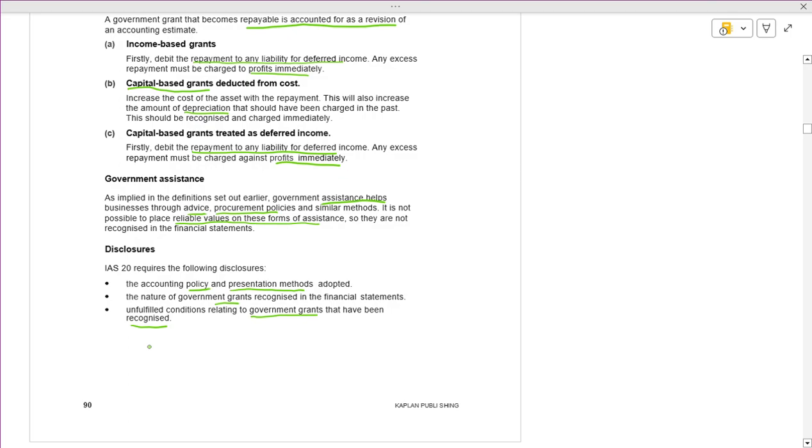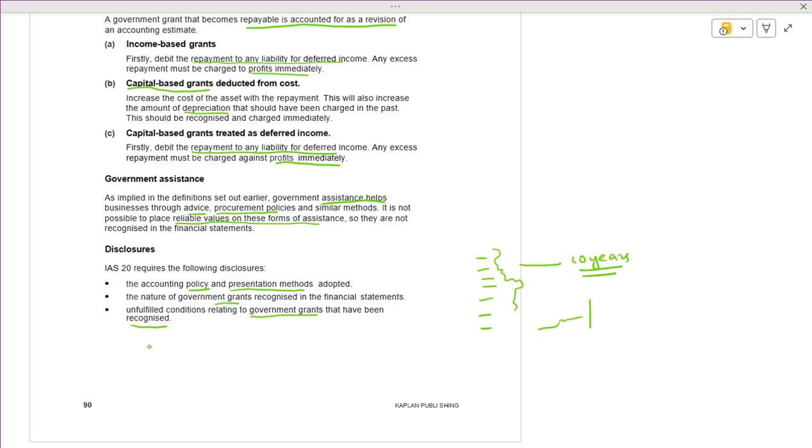If there are any unfulfilled conditions, the government will give grants for 10 different conditions. Is it right? Definitely, slowly each and every condition will be satisfied. Sometimes the government gives a grant for, say, 10 years. Now every year you will follow each and every condition over a period of time.